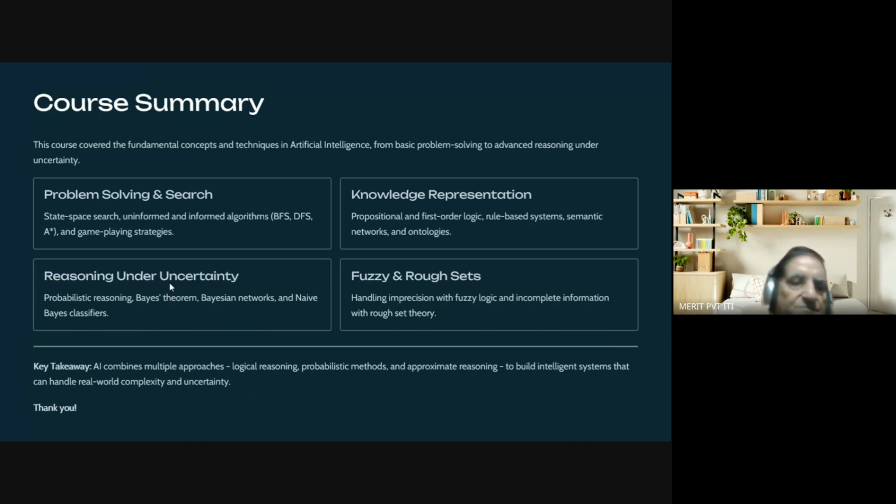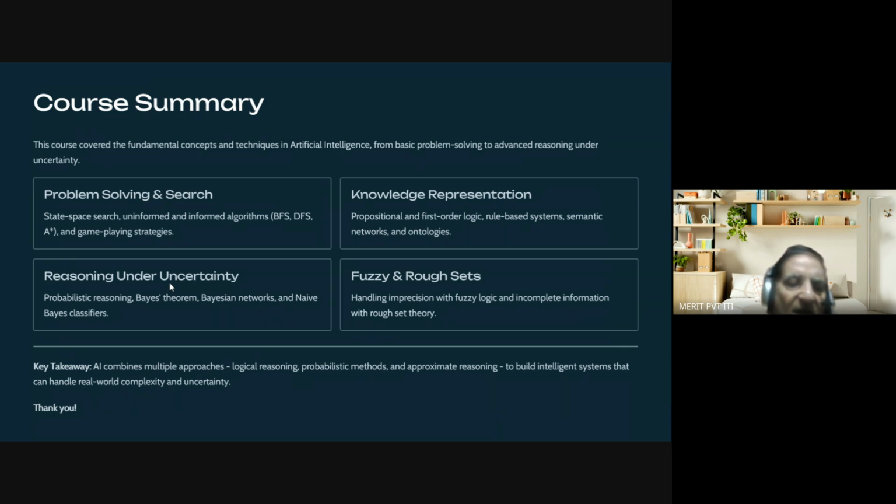Course summary. Problem solving and search: state space search, uninformed and informed algorithms, breadth first search (BFS), depth first search, A star, and game playing strategy. Knowledge representation: propositional and first order logic, rule based systems, semantic networks, and ontologies. Reasoning under uncertainty: probabilistic reasoning, Bayes theorem, Bayesian networks, and naive Bayes classifiers. Fuzzy and rough sets: handling imprecision with fuzzy logic and incomplete information with rough sets.